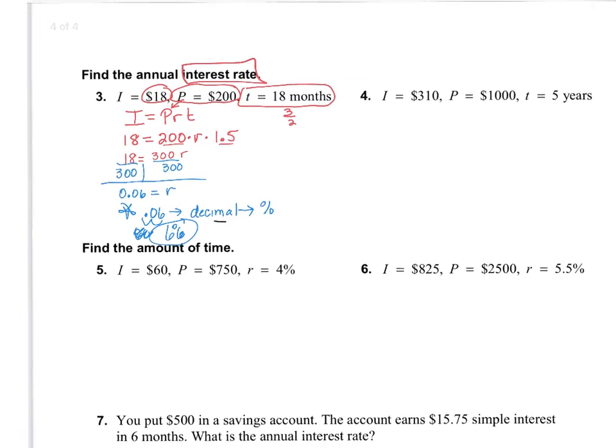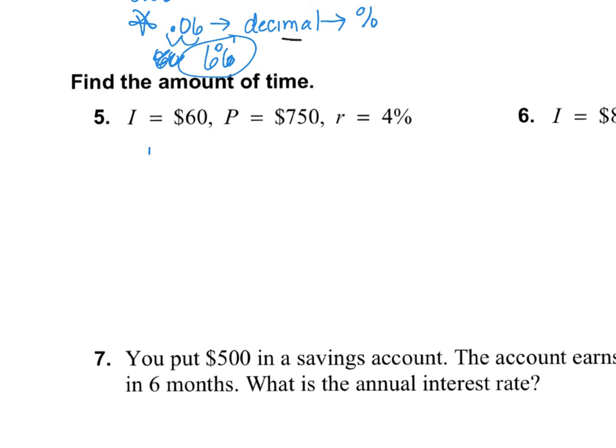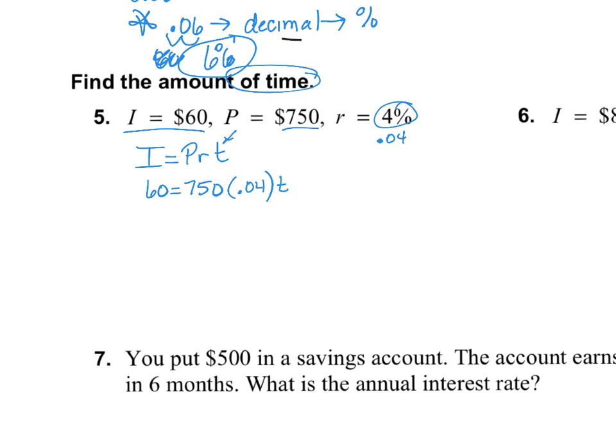Okay, it's just simple algebra. Number 5 says find the amount of time, which is T. Again, we're going to use I equals PRT. This time it says find the amount of time, that's what we're trying to find. So here's I, I'm going to substitute that in place of I, which is 60. My P is $750. My rate, I have to change from 4% to 0.04, times T. Well, look at the formula. We take $750 times 0.04, and we get 30. So we get 60 equals 30 times T. Divide both sides by 30, and T is going to equal 2, and that is 2 years.